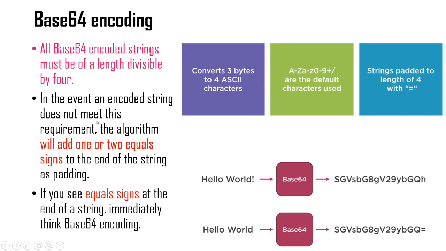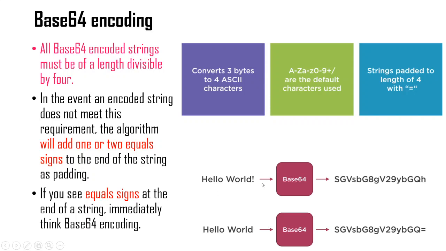In the event an encoded string doesn't meet this requirement, if it is not divisible by 4, the algorithm will add 1 or 2 equal signs. So if I have an encoded string with a length of 15, it is not divisible by 4, so I have to add one equal sign to satisfy the protocol of the algorithm. If I see one or two equal signs at the end of a string, then immediately we can think that this string may be encoded with the Base64 encoding algorithm. Here we can see an example.